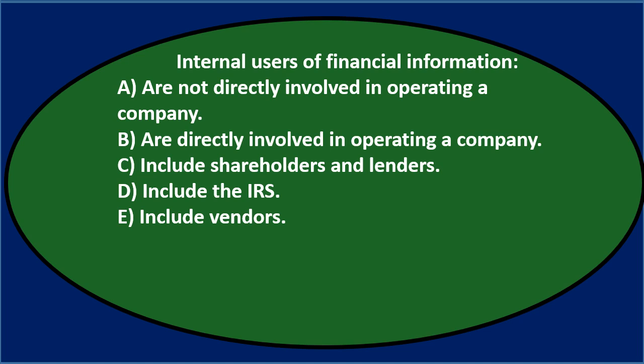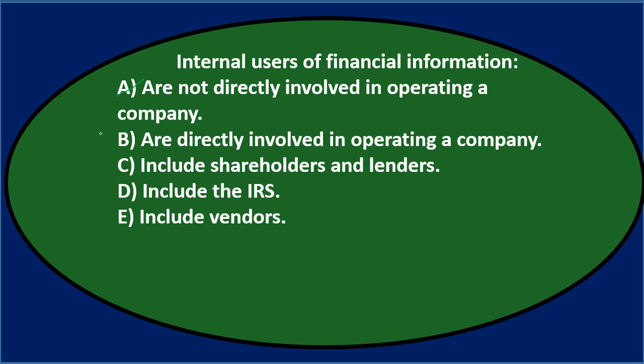Internal users of financial information, either A, are not directly involved in operating a company, and if we're comparing and contrasting internal versus external, we would think the internal, possibly management, would be involved in operating the company. So it doesn't seem like A would be the one. B says are directly involved in operating the company. A and B contrasting each other fairly closely is often an indication that might be one of the answers. And so I'm going to keep B, that seems more likely.